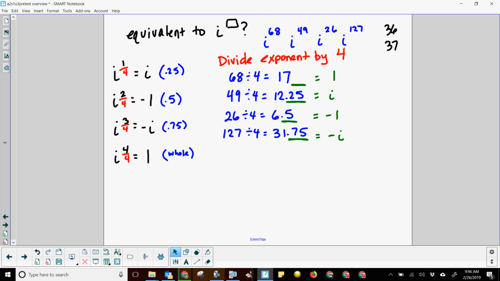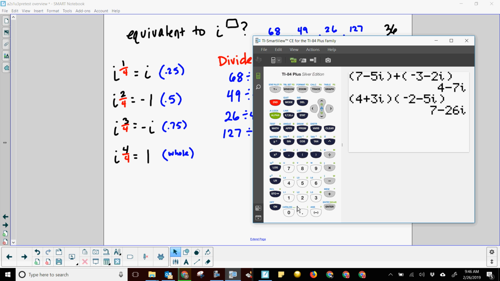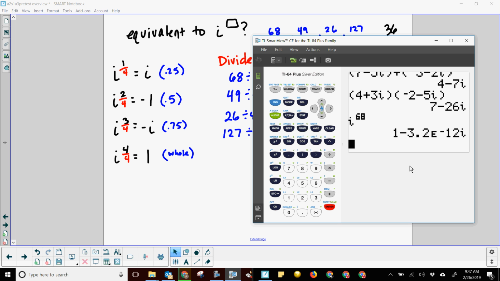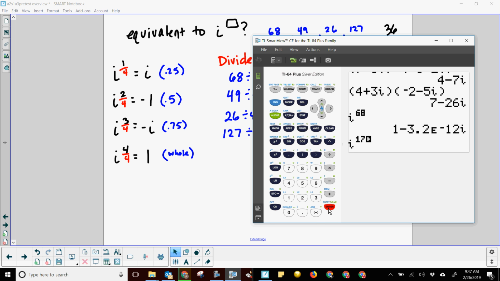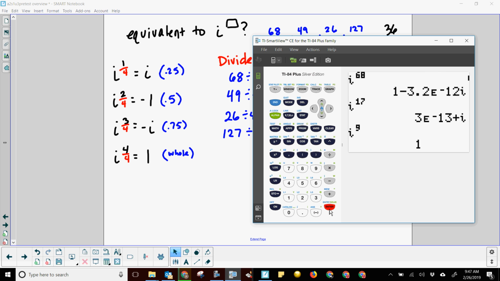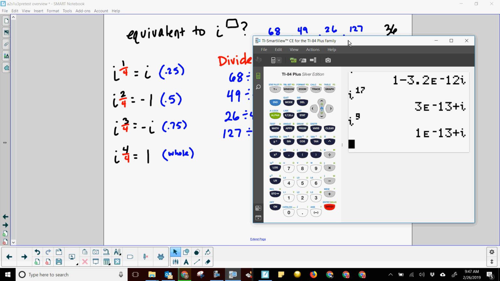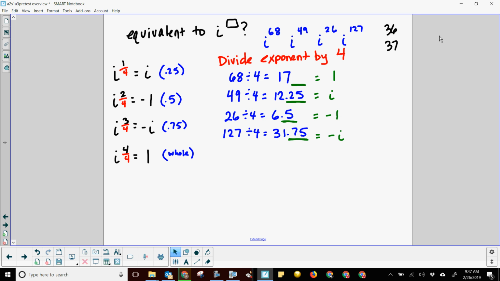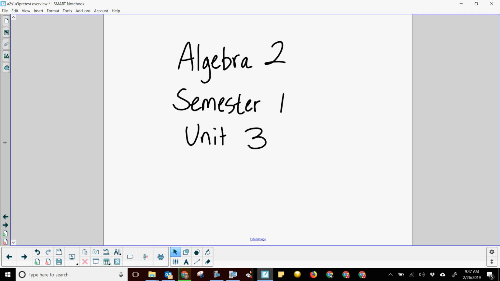So you can do i to the 68th, but it's going to kind of spit out something. It works for maybe smaller ones like that, but for some reason, oh, it doesn't even work for that one. Okay. I to the, let's go to the 9th. Man, my calculator is not liking this, and yours may not either. But either way, all we have to do is divide by 4 and match up decimals. And that'll be the end of this video.